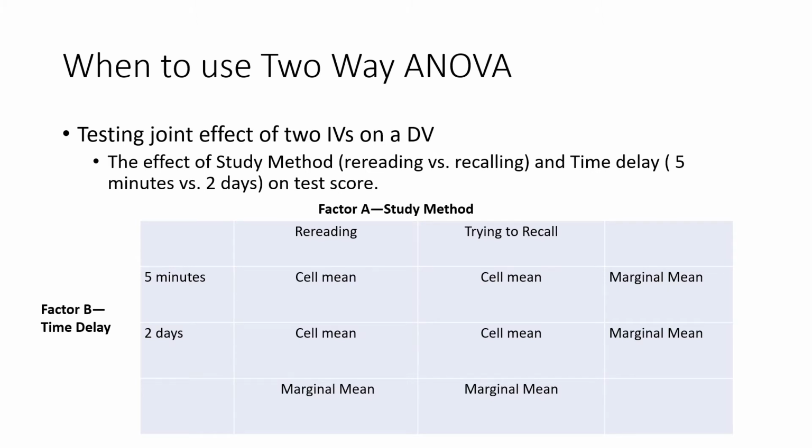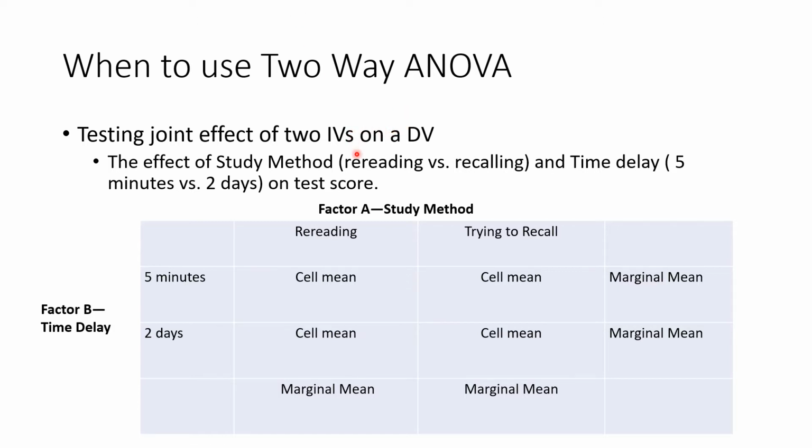Now you're going to use a two-way ANOVA when you have two independent variables and a dependent variable. It's probably best to talk about this within the context of a specific example, and so I have one here.